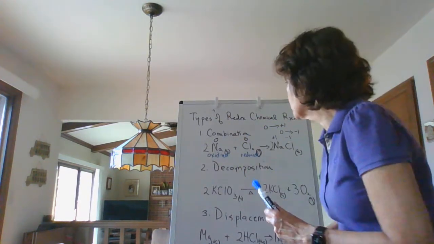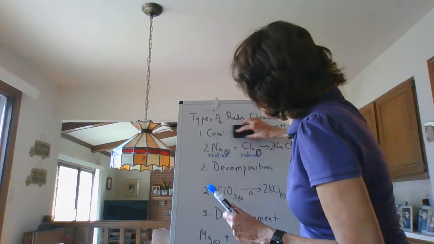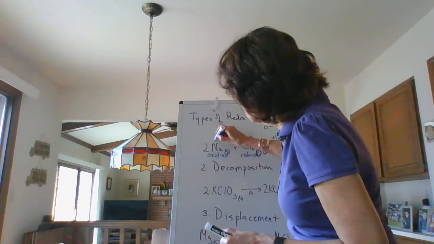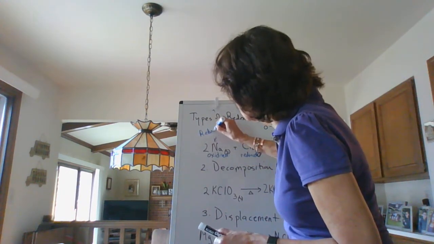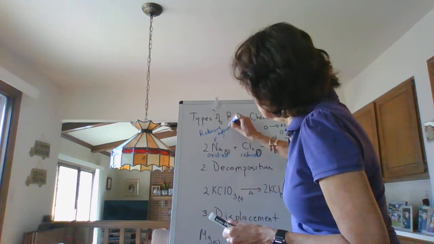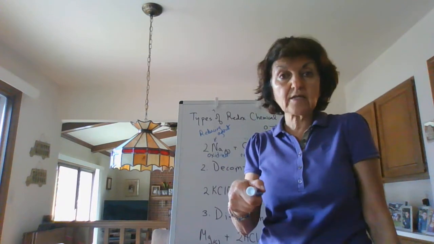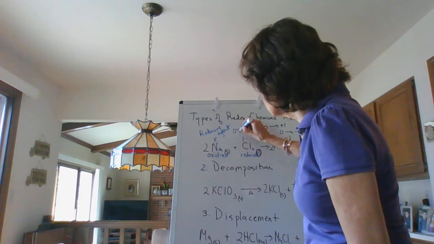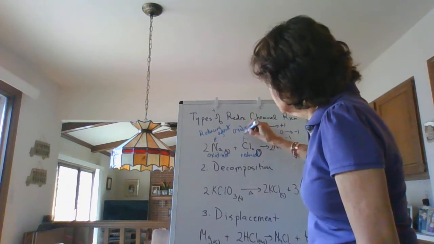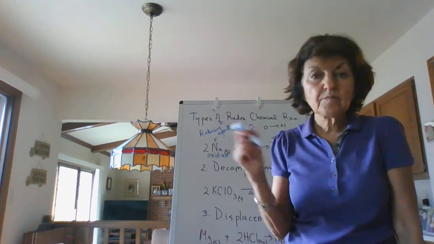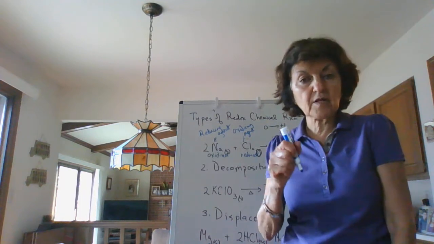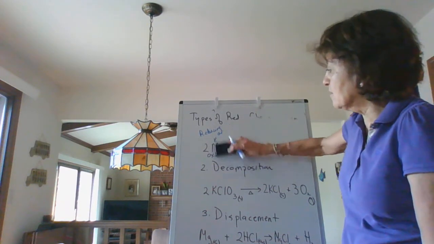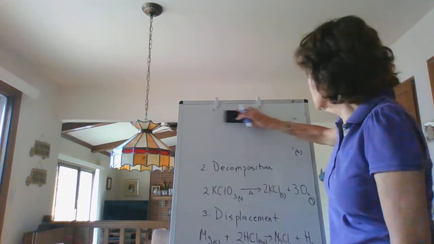All right? So I'm going to erase the word combination here just so that I can have some space here. The sodium got oxidized, so the sodium is the reducing agent. And by the way, the agents are always, always, always the reactants. They're not going to be in the products. And since chlorine got reduced, this is the oxidizing agent. Okay, so that's the combination reaction as an example of a redox reaction. Now I'm going to move on to decomposition.